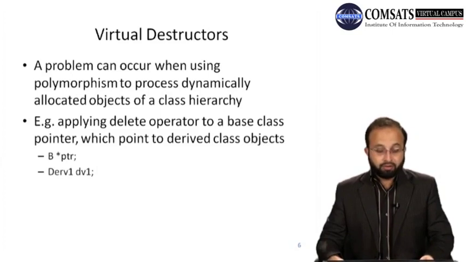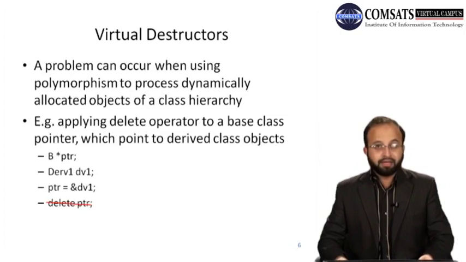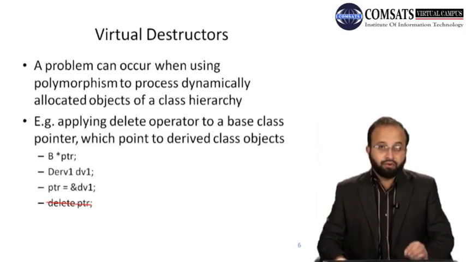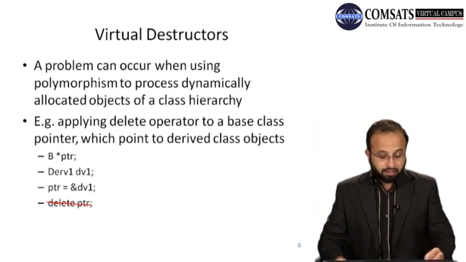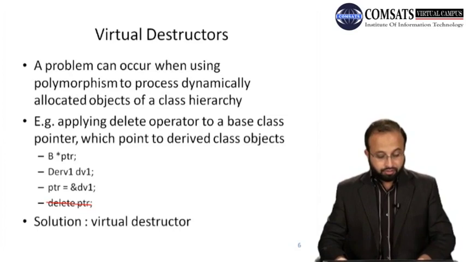Now we create an object of a derived class. Now we assign the address of the derived class object to the pointer of the base class. Then we say delete ptr. When we write this, it won't actually delete the derived class object, right? So the solution is to use the virtual destructor.